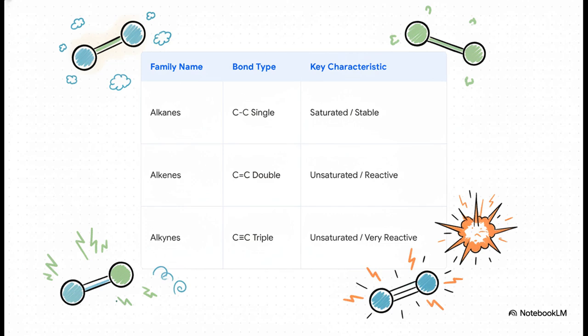First up, you've got alkanes. They have single bonds. Think of them as the steady, reliable ones. They're very stable. Then we have alkenes, which have at least one double bond. This makes them unsaturated and way more reactive. And finally, you have alkynes with a triple bond. They're also unsaturated and whoa, are they reactive. This one little difference in bonding is the key to everything.